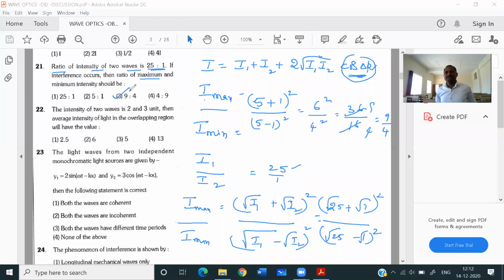Got it? So the formula for I maximum to I minimum is root I1 plus root I2 whole square upon root I1 minus root I2 whole square. This you need to remember. Got it, students?